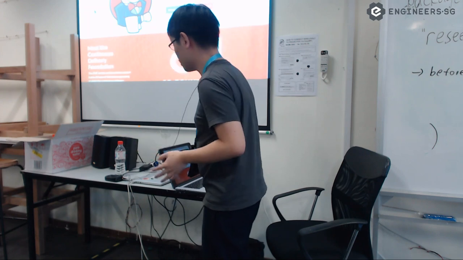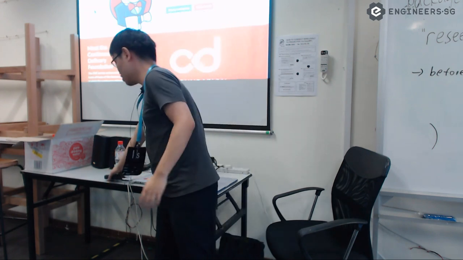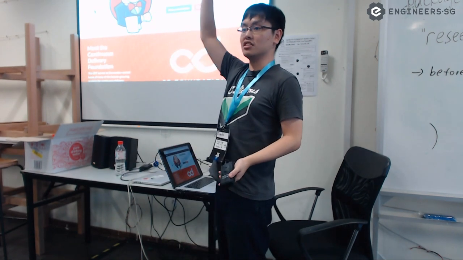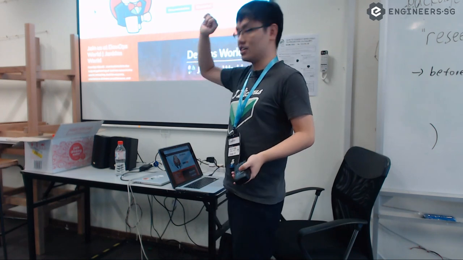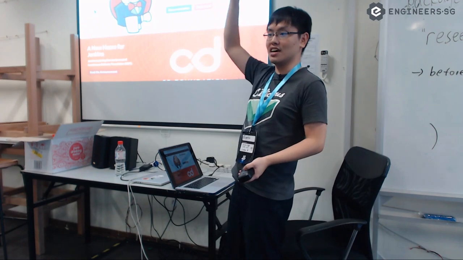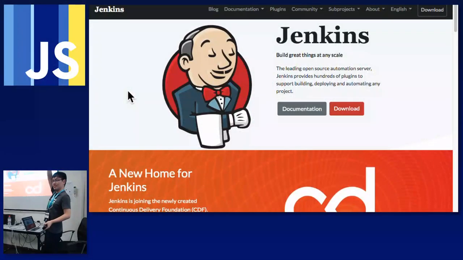So a very quick run-through on CI/CD pipelines. How many here have Jenkins or GitLab? Raise hands. See, 1, 2, 3, 4, 5, 6. So how many use Travis CI? Oh, okay, 1, 2 there.